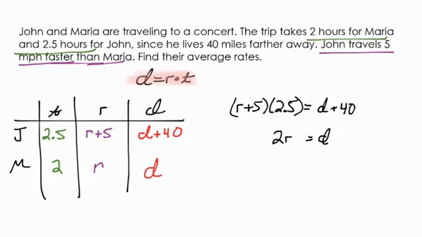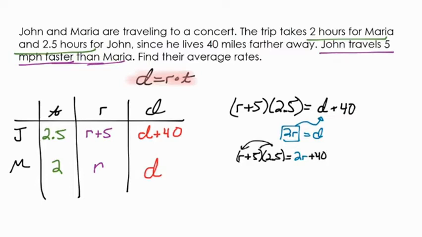From here, it doesn't really matter how you solve it, depending on how you've been taught to solve systems of equations. But I'm going to solve with substitution. In order to show you that, I'm going to go color-coded real quick. Let me rewrite Maria's equation in a different color. D equals 2R. I can substitute that 2R in for D in the first equation. So let me copy down what we have. We have (R plus 5) times 2.5 equals D plus 40. And we can solve this little equation for R. Let's do that right now.